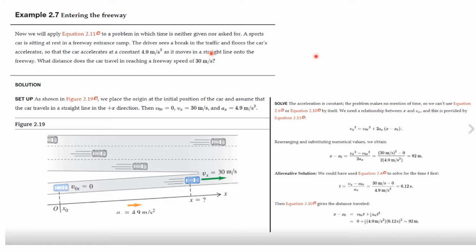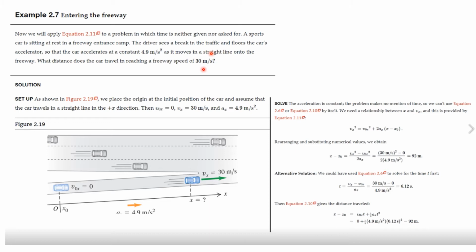Let's look at an example of entering the freeway. So we're going to apply our learning to a problem in which time is neither given nor asked for. A sports car is sitting at rest, that means it's not moving, in a freeway entrance ramp. The driver sees a break in the traffic and floors the car's accelerator, so the car accelerates at a constant 4.9 meters per second squared as it moves in a straight line onto the freeway. What distance does the car travel in reaching a freeway speed of 30 meters per second?